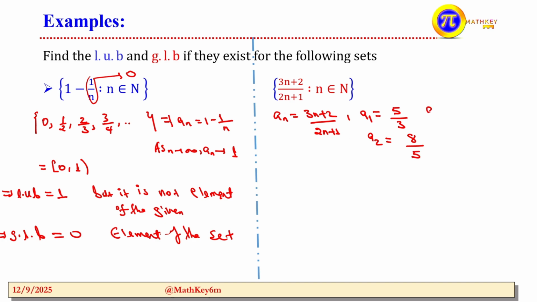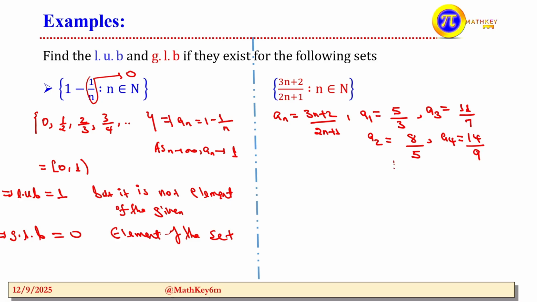Let's continue. What about a3? a3 is equal to, take 3, 3 times 3, 9, 9 plus 2, that is 11, over 3 times 2, that is 6, 6 plus 1, 7. Similarly, next one, a4. When we substitute 4, 3 times 4, 12, 12 plus 2, that is 14, over 4 times 2, that is 8, 8 plus 1, that is 9.